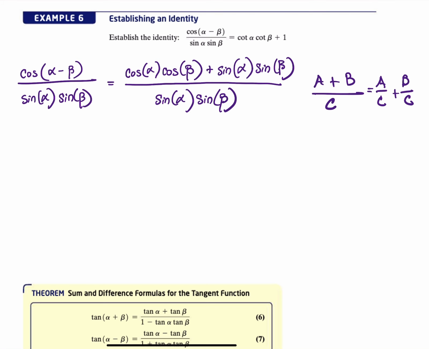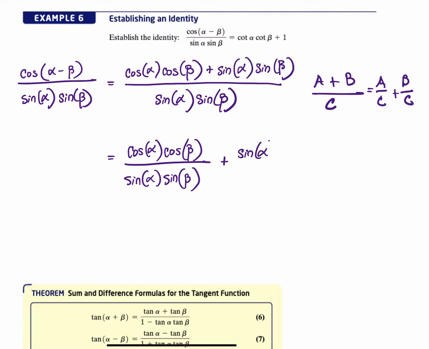So let's do that. Let's take that left part, which is cosine alpha, cosine beta, and it will be over the denominator, sine alpha, sine beta, plus the right part of that numerator, sine alpha, sine beta, over the same denominator, sine alpha, sine beta. And notice those are the same, so everything will cancel for that second fraction. We'll be left with just a positive 1.